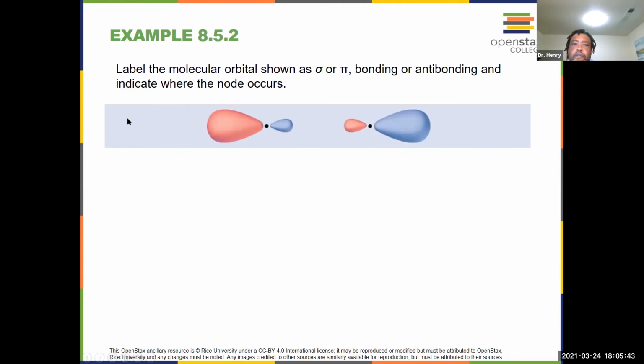Okay, so we have this guy here. So this guy is indicating what to us? Is this a pi bonding or sigma bonding or pi? That's right, sigma antibond. God, you guys are making this so easy. We're going to finish this in like 10 minutes.